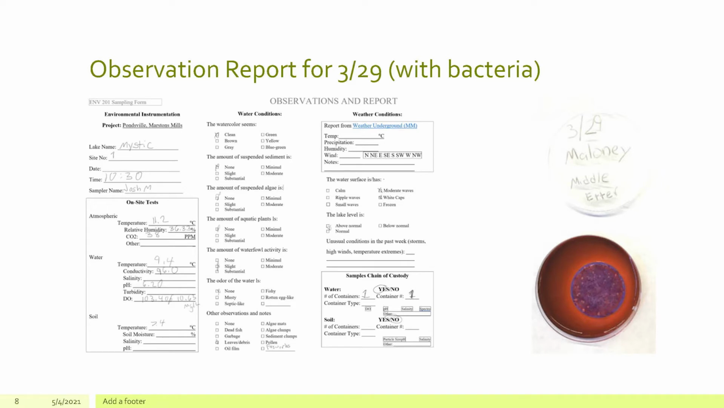Here is a typical observation report from March 29th. It was essentially a form that I filled out on an iPad in the field. At the bottom right of the sample form, you can see my sample chain of custody, in which I did take a sample, which later tested negative for E. coli.